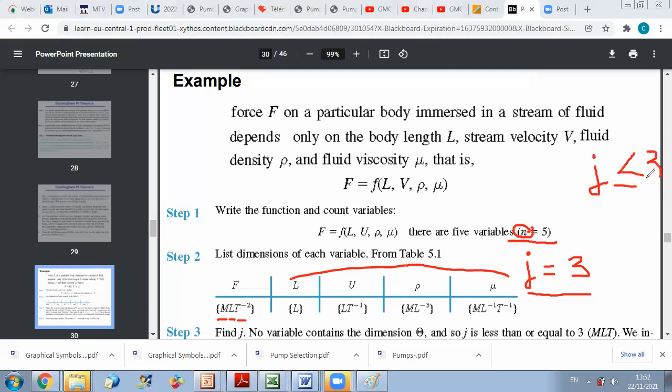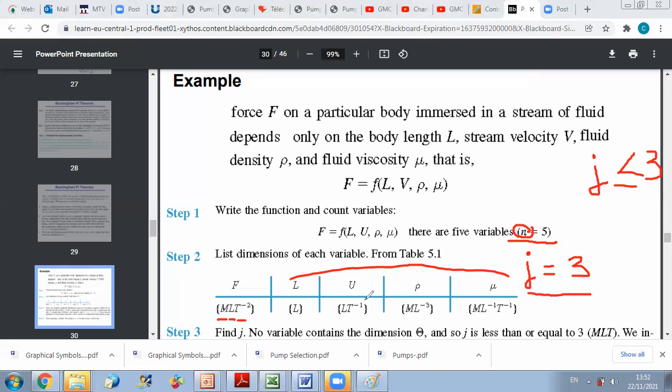How do we know? What do we mean by this? Here we have 3 variables. We have 3 dimensions, so we first set J equal to 3. This means that we should try to find, among these 3 variables, variables that cannot form a group.